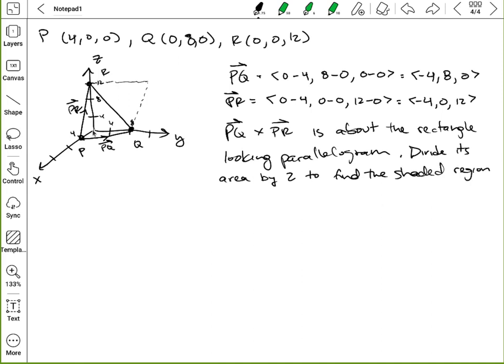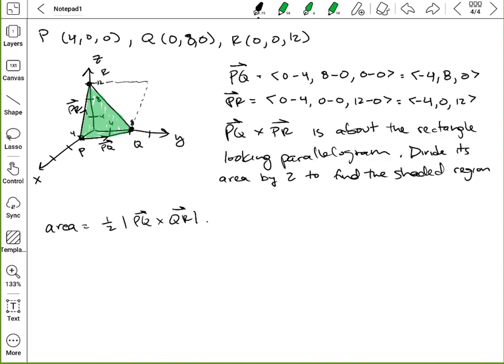And I'm going to call that the shaded region, and then I'm going to fill it in so that we have a name to refer to that triangle by. Triangle PQR is that shaded region. So you would just go ahead and find that the area is 1/2 times the magnitude of PQ cross QR.